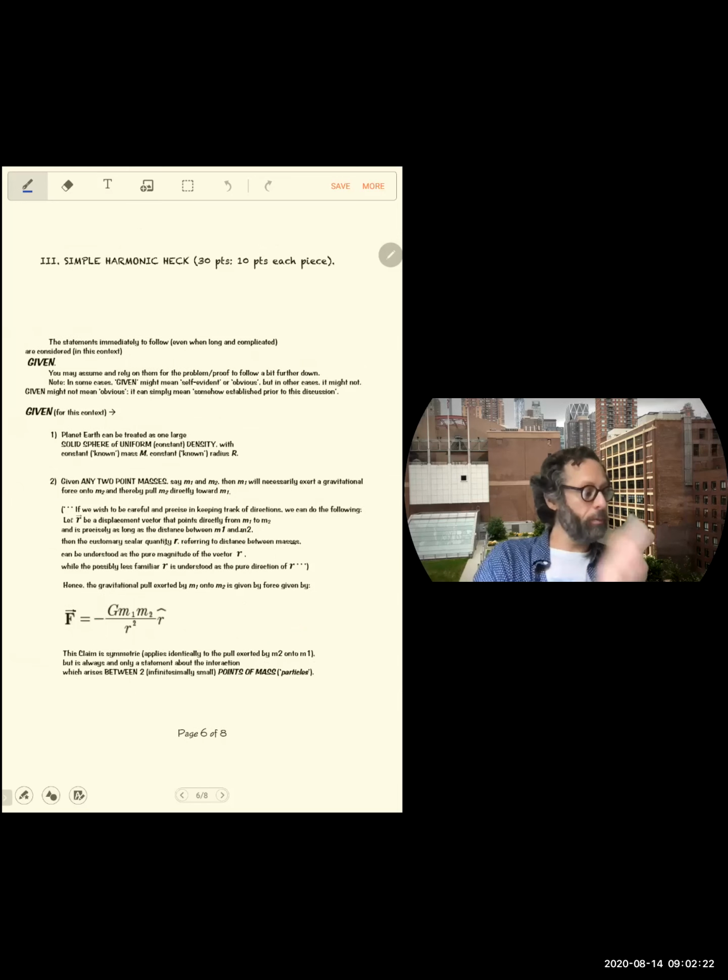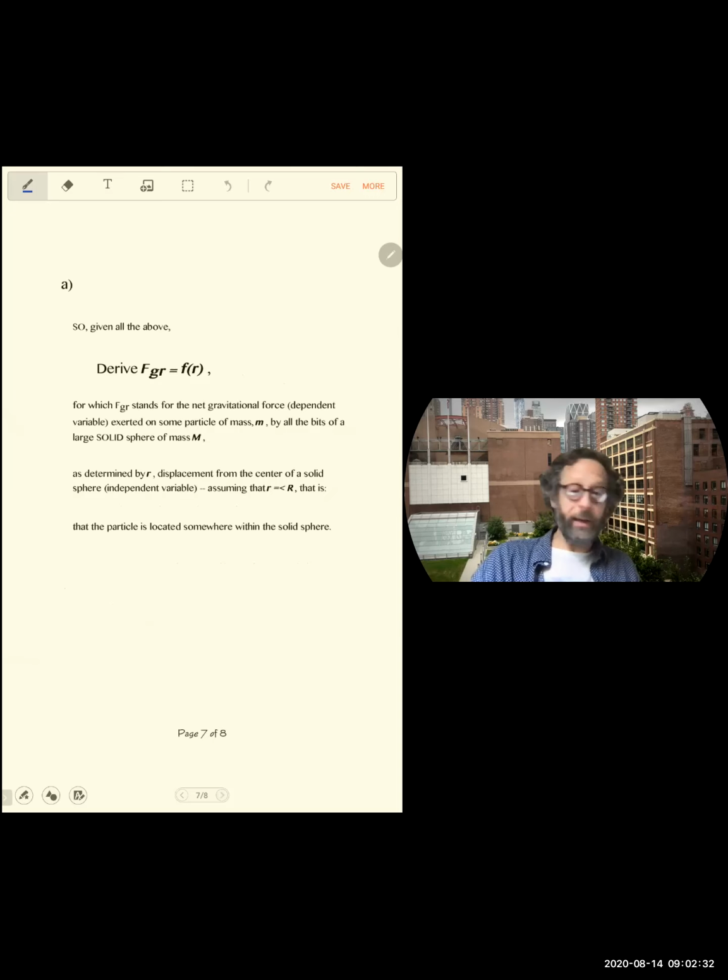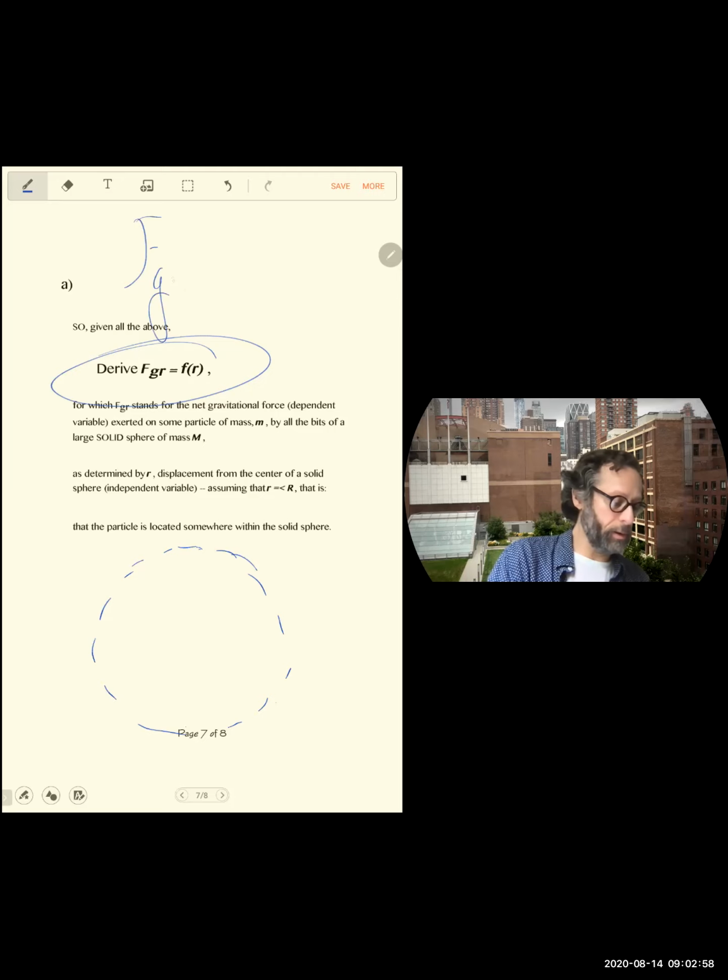Now we get to something where there are 3 big sections, and each of the 3 big sections is worth 10 points. The first section is about gravity. It gives you all this verbiage, which would be a lot to assimilate for the first time on an exam, but you've seen this problem before. The bottom line is that, given the situation, you're supposed to derive the magnitude of some force as a function of radial distance from the center. To do this, you have to do all these computations, which most of you did.